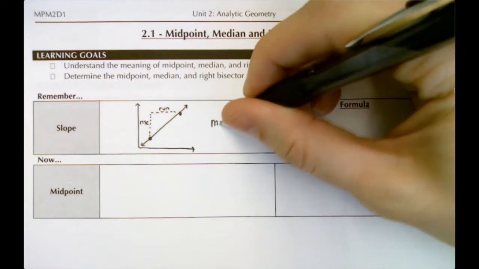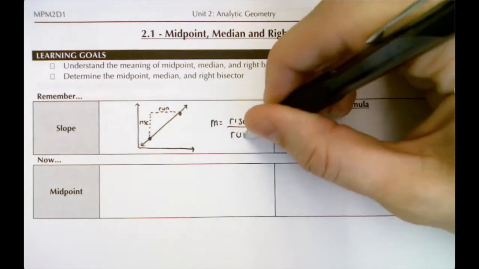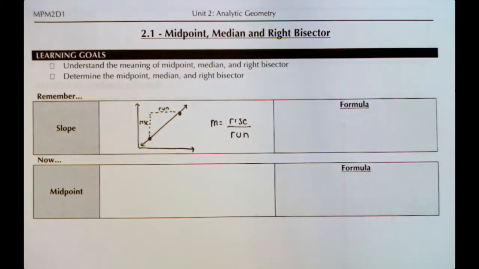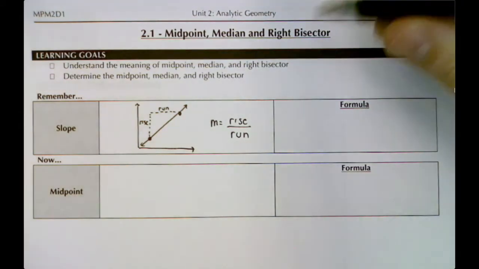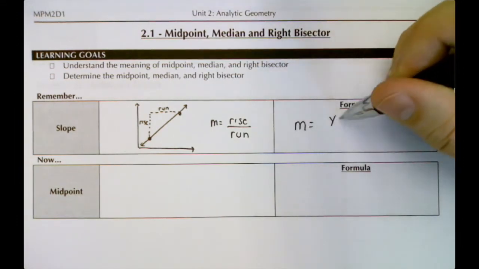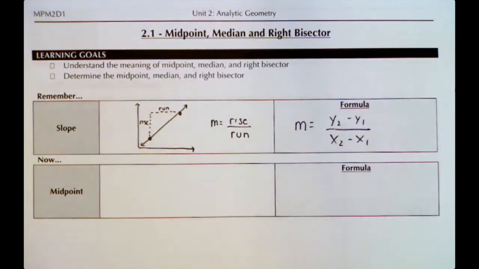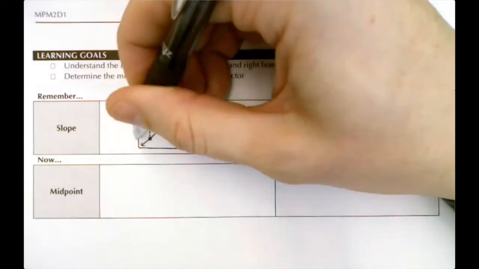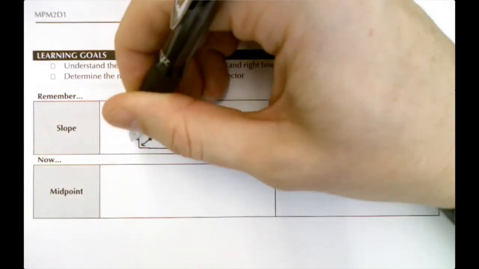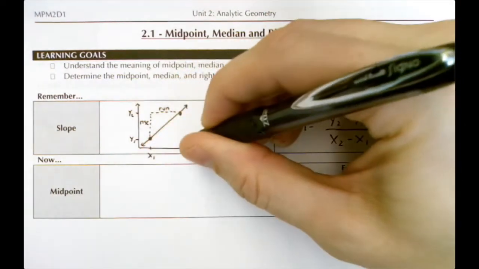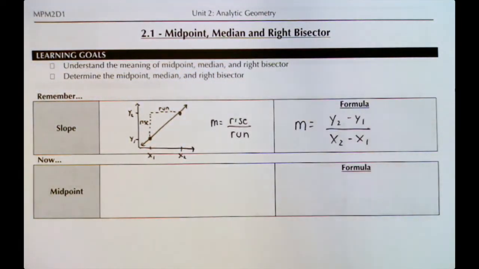And the way we do that mathematically is if we can count the rise and the run on the graph, we do that. If we can't count the rise and the run, we use the coordinates of our two points, and we use the equation y2 minus y1 over x2 minus x1. Our two points will have two different y's and two different x's. And we use those x1, x2, y1, y2 to come up with the value for our slope, our m, by using the formula y2 minus y1 over x2 minus x1.